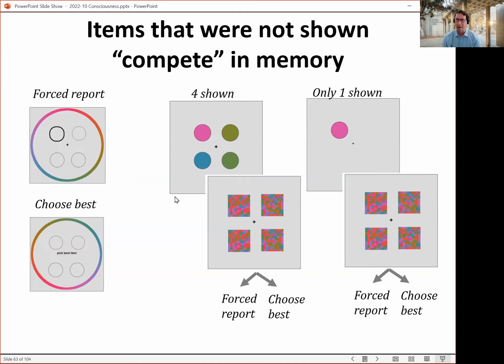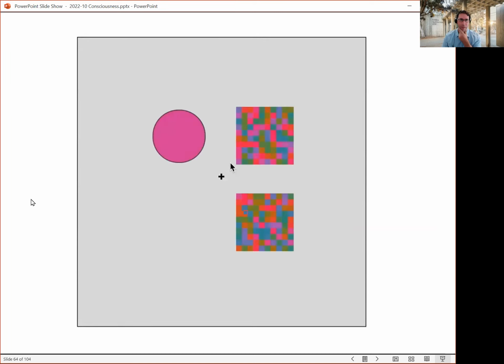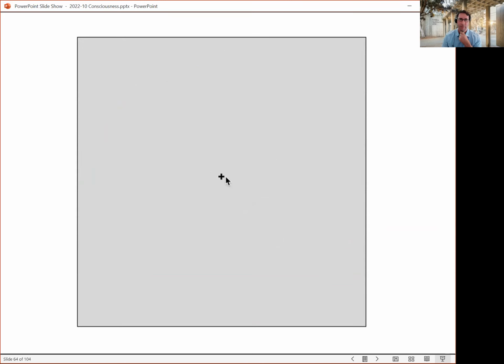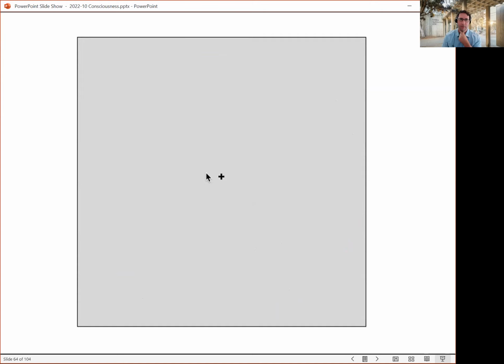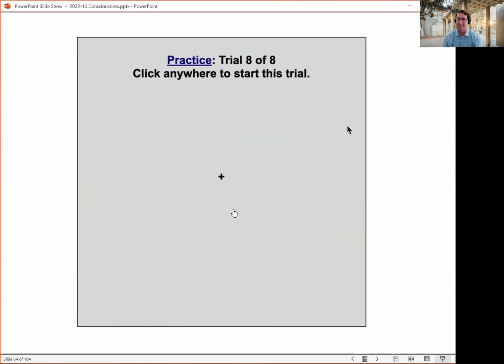I'll show you a video. I don't know if it'll come through, but here's what this looks like. It's very fast masking, and the items appear not all at once, because then you get a really good transient if they're all at once. Okay, so here's what this looks like. It's very, very hard to see that on one of those trials, only one item was presented, right?